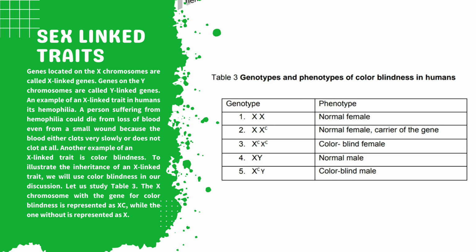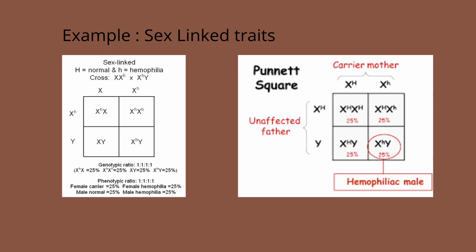To illustrate the inheritance of an X-linked trait, we have here the genotypes and the phenotypes in humans. We have a normal female crossed with a male carrier of hemophilia. As you can see, we have the genotypic ratio of 1 to 1 to 1 to 1. And for the phenotypic ratio, we have female carrier 25%, male normal 25%, female hemophilia 25%, male hemophilia 25%. And that is all about the example of sex-linked traits.